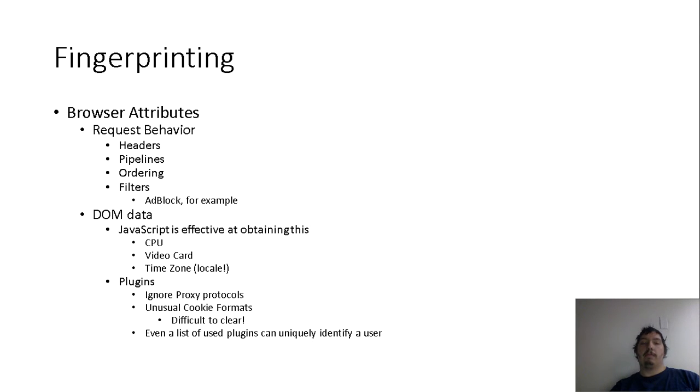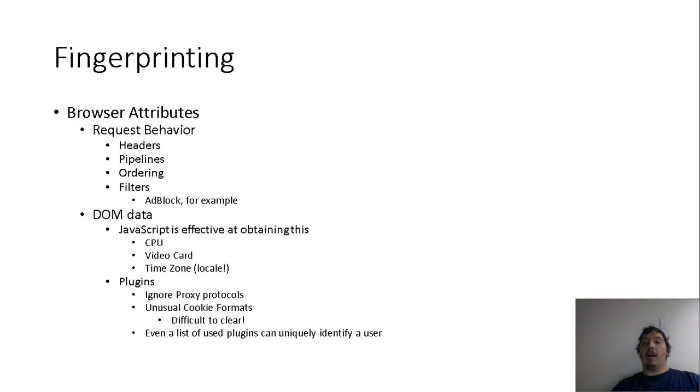And your DOM data, which is information about your machine. And JavaScript in particular is extremely effective at obtaining this information. It can even obtain the exact information about the very CPU you're using, your video card, and most dangerous to Tor browser, your time zone, which is your locality. And then also a list of plugins can also uniquely identify who you are on the internet.